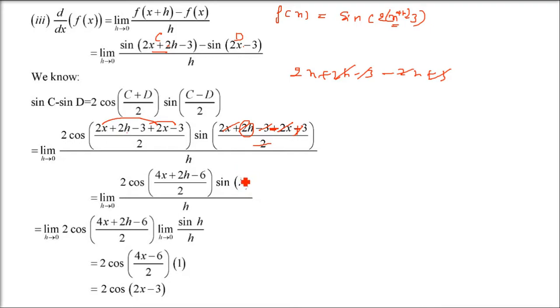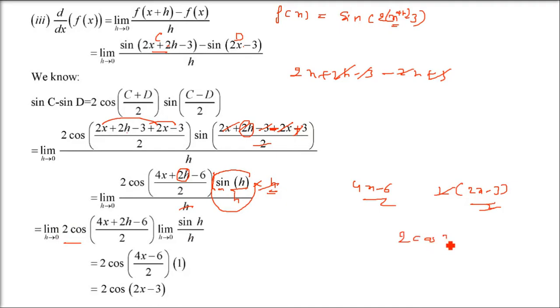Now if you see sin h, and in the denominator also you have h. So sin h by h, now we are ready to apply. You don't have to divide and multiply because h is already there in the denominator. So sin h by h is going to be 1, limit, only 2 cos((4x + 2h minus 6) by 2) will come. Now you apply everything we have devised, only this will remain. 4x plus 2h minus 6, so apply this here, 2h is 0. 4x minus 6 by 2, so take 2 common, 2 cancels, 2x minus 3. So you have 2 cos(2x minus 3).